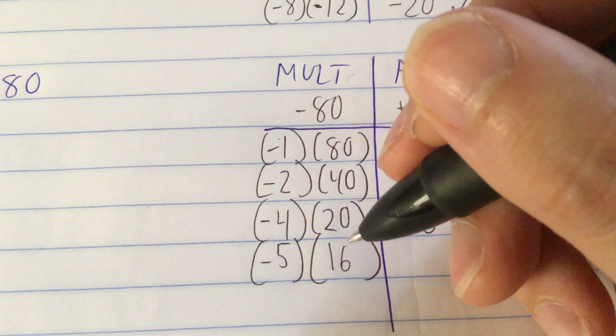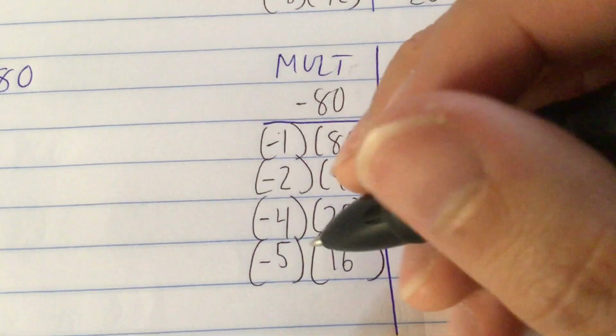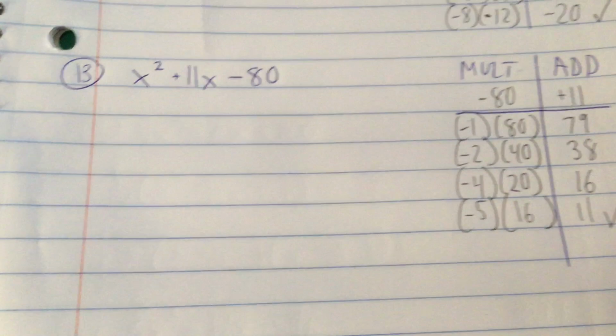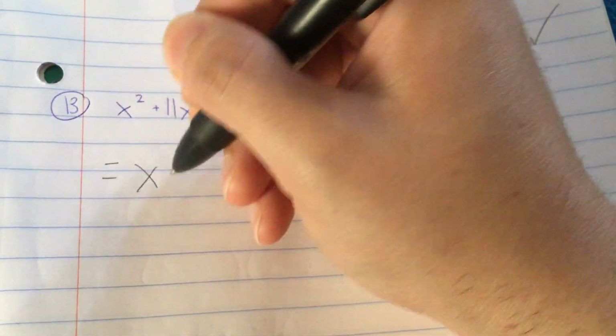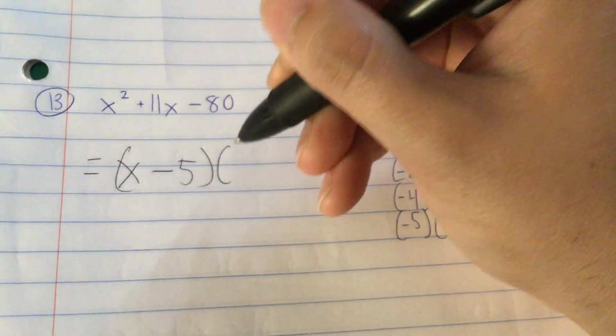Let's try negative 5 times 16. Negative 5 times 16 is negative 80. Negative 5 plus 16 is positive 11. That's what we want. So now, the winning team is negative 5, positive 16. So I'm going to write this as x minus 5, x plus 16.